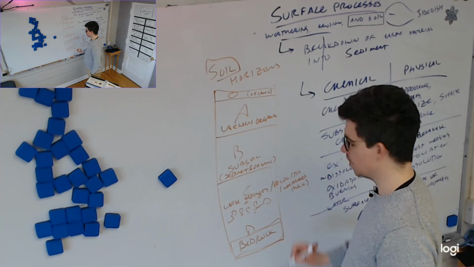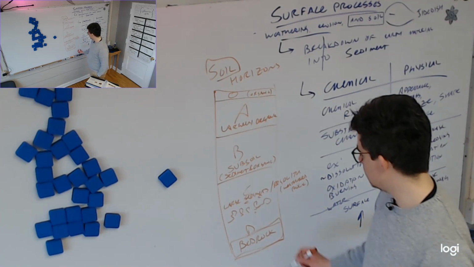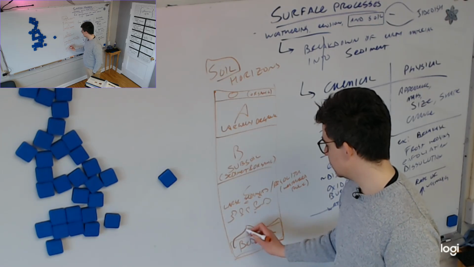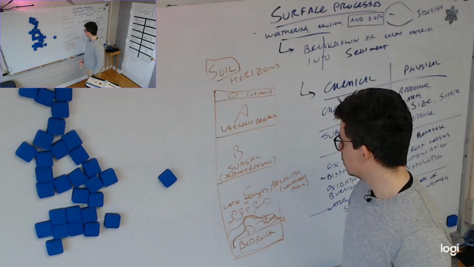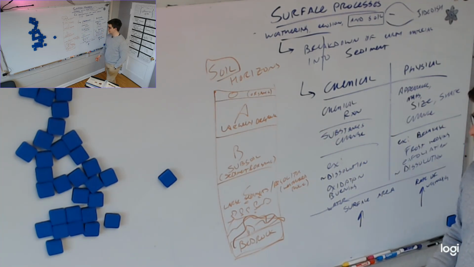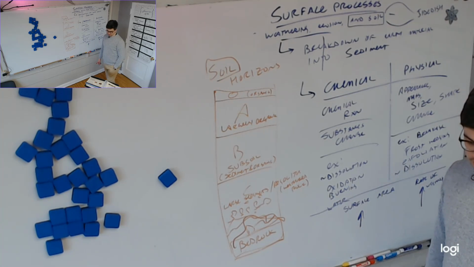My handwriting is getting much worse. And then the D horizon is the bedrock, as we said before. It's solid rock material. Could be anything. Limestone, siltstone, granite, doesn't matter. Rock, it's the D horizon.